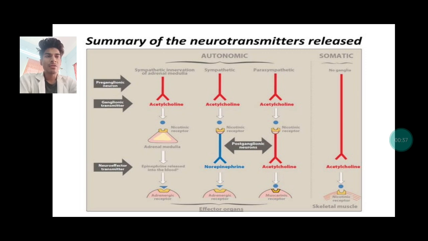We can see the summary of neurotransmitter released. In the preganglionic neuron, acetylcholine is formed and released, and it binds to the neuroeffector transmitter on its neurogenic receptors.